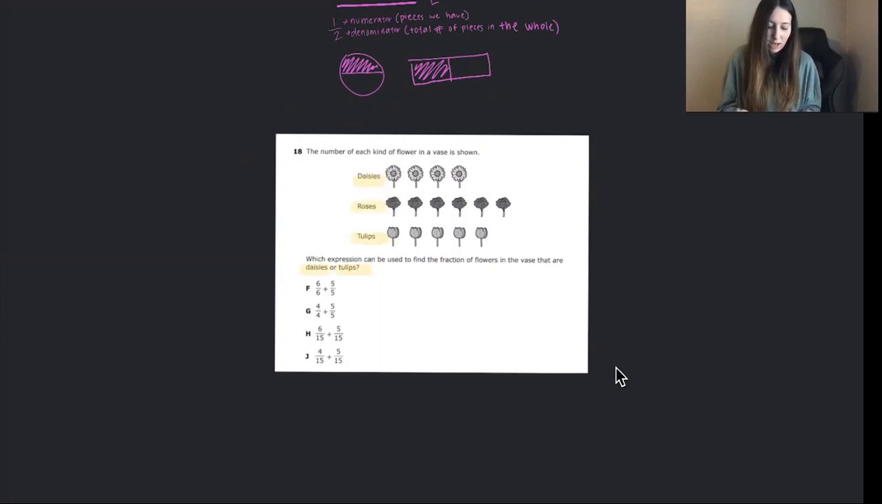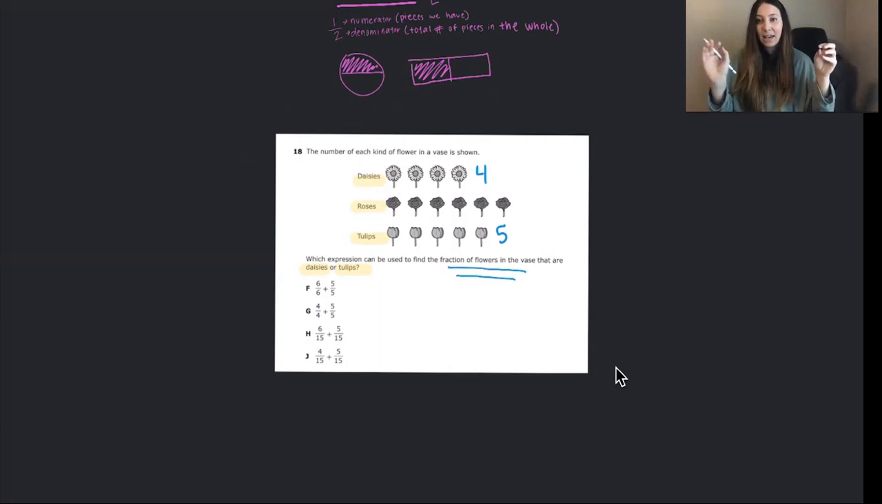So I'm looking here, and off the bat, I notice there are four daisies. I see there's 1, 2, 3, 4, 5 tulips. So 4 plus 5 is 9. So there's 9 daisies or tulips, but it's wanting to find the fraction of flowers in the vase. So before I consider the amount of daisies or tulips I have, I need to see how many flowers I have in the whole vase.